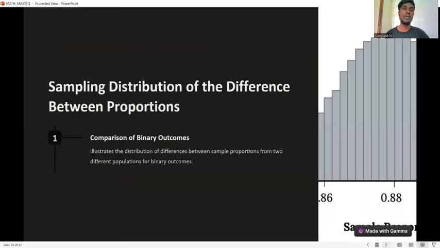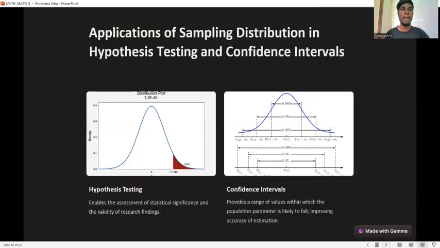Sampling distribution of the differences between proportions: comparison of binary outcomes. It illustrates the distribution of differences between sample proportions from two different populations for binary outcomes.